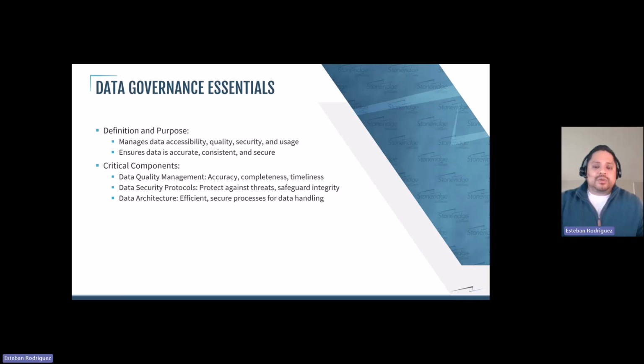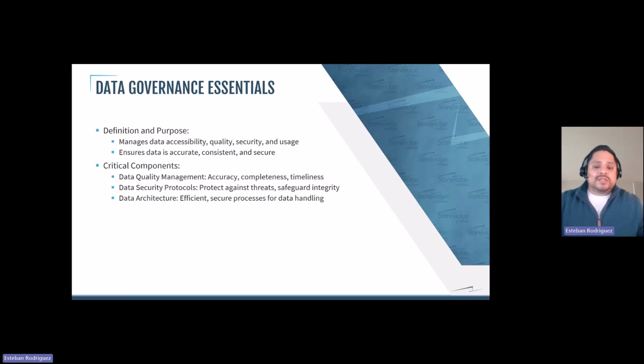Next, we have data security protocols. In today's digital age, data breaches are not just a threat to our IT environment, but to our brand's integrity and customer trust. Effective data governance includes robust security measures, encryption, access controls, and regular security audits to protect sensitive information from unauthorized access and potential threats.